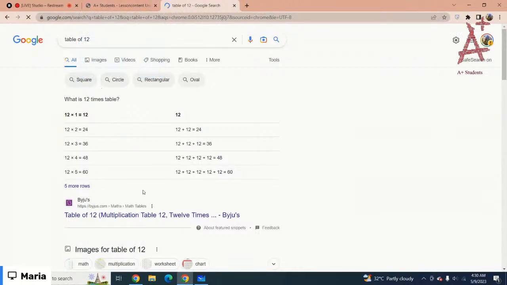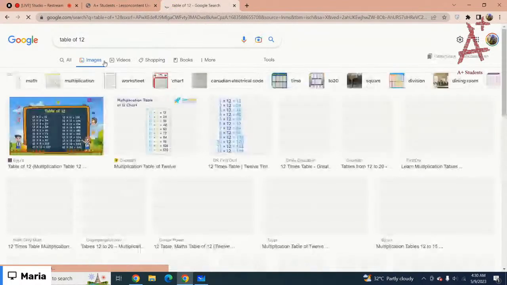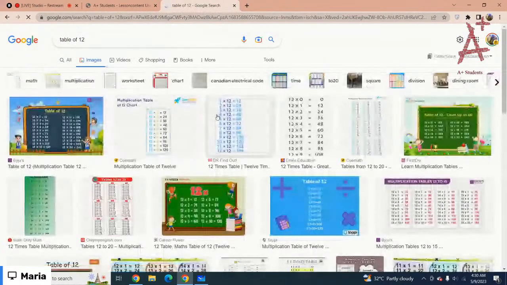Yes, 12 is a bit hard. You need to learn the table. Please make perfect with the tables before moving on to the next grade. Got it?